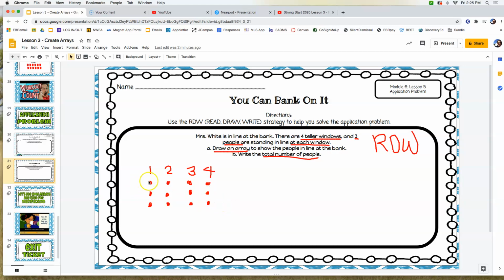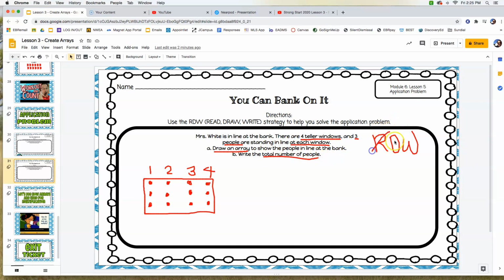And it's important that you're trying to be as neat as possible. Neatness matters all the time because you want to be able to see the rectangular array that you made. And if yours is sloppy, it might not look so rectangular. And it might even help to do this activity on lined paper instead of blank paper because those lines will help you to be neat. Okay, so we had 4 teller windows, 3 people in each line at each window. And we drew our array to show the people in line at the bank. And now we need to write the total number of people.